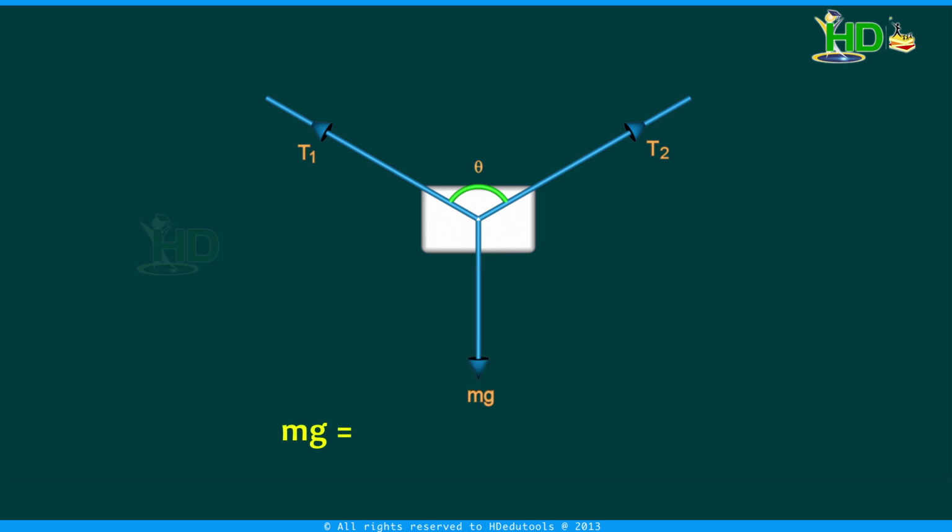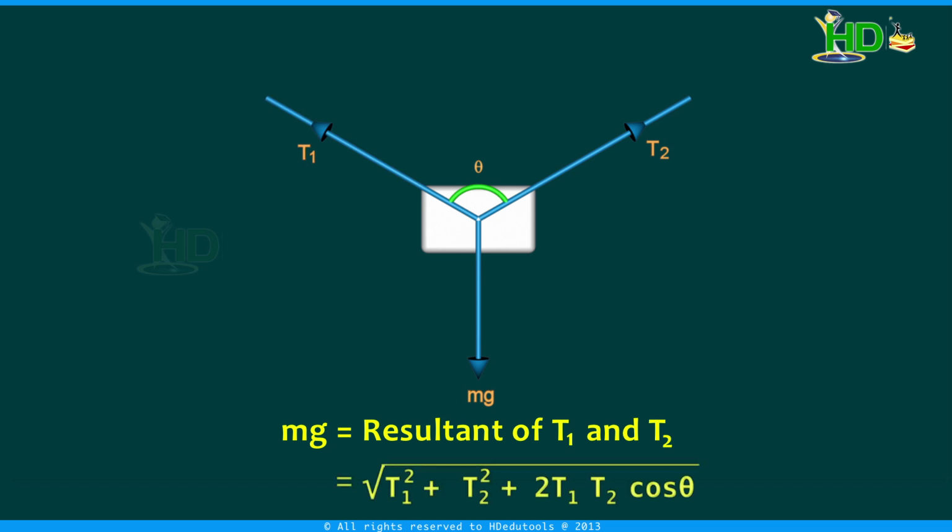Now we take another model. A mass m is attached to two strings, as I was showing in the figure. The weight mg is vertically down. If this is in equilibrium, what can you say? Yes, the resultant of T1 and T2 is equal to mg. If mg is more, then automatically the body will fall down. In this case, mg is the resultant of T1 and T2, and this is equal to root of T1 square plus T2 square plus 2 T1 T2 cos theta, from the parallelogram law of vector addition.